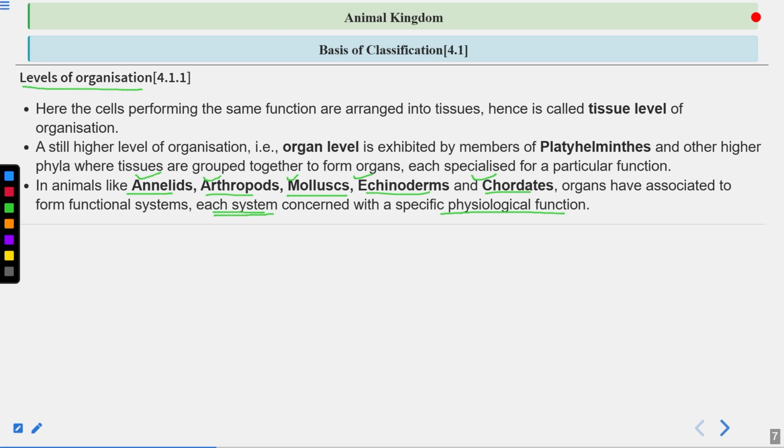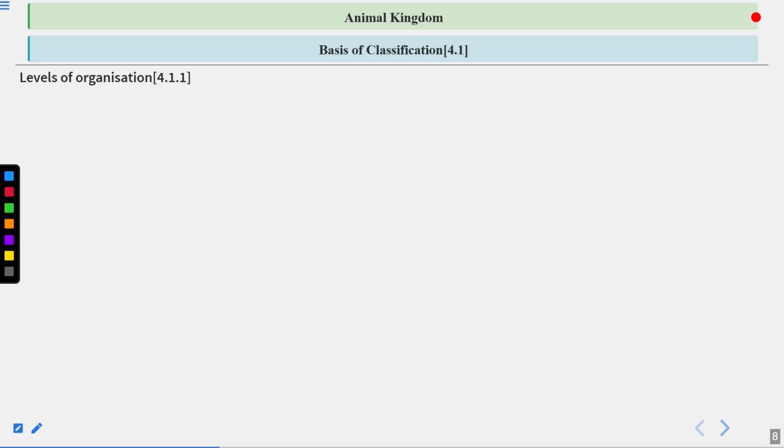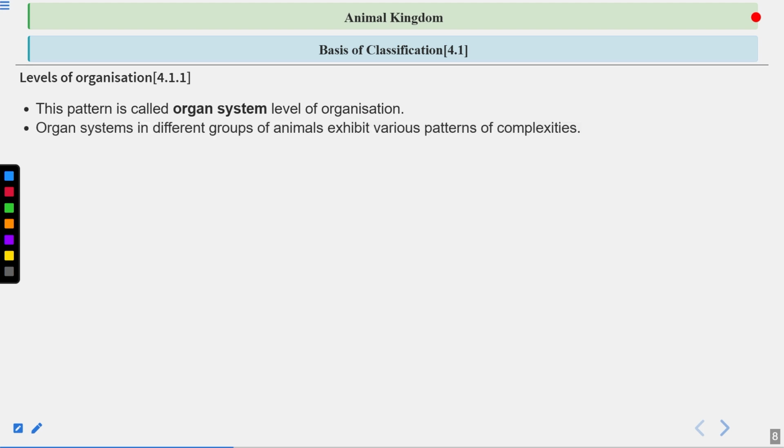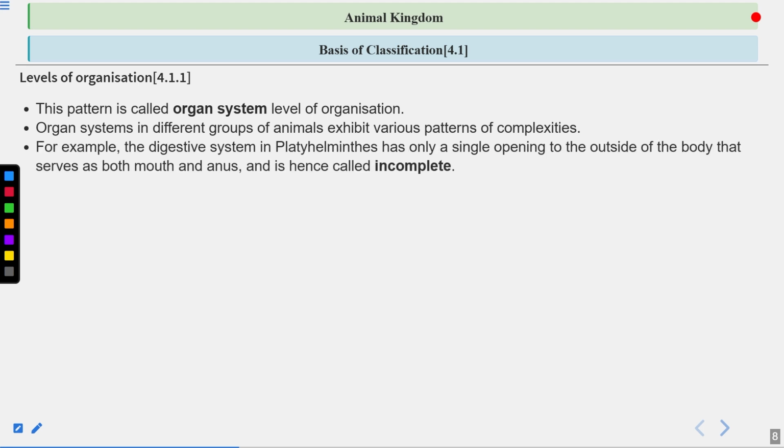And for classification, to know the level of organization becomes very, very important. So this is one of the fundamental features. This pattern is called organ system level of organization. Organ systems in the different groups of animals exhibit various patterns of complexities. For example, the digestive system in Platyhelminthes only has a single opening outside of the body that serves as both mouth and anus. So you see this in this particular organism, Platyhelminthes.